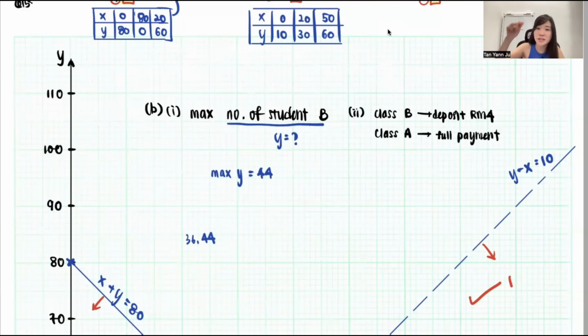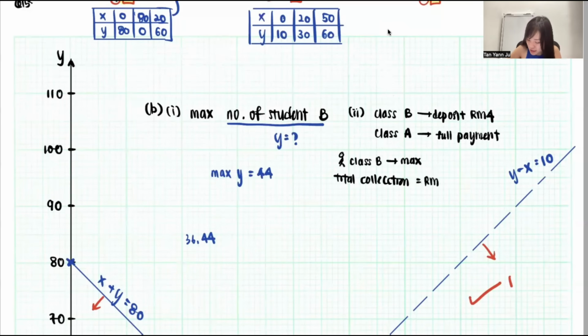Okay, on the seminar day only, they make the full payment. They no need to pay a deposit first, okay? So unfair. Then next they say, calculate the balance of payment that has to be paid by each student from class B. Because class B already paid a deposit, right? So they still have some balance they need to pay on that day, okay? Then they say, such that the number of students for class B is maximum. And the total collections from all the students on that day, the seminar day, is 400 ringgit.